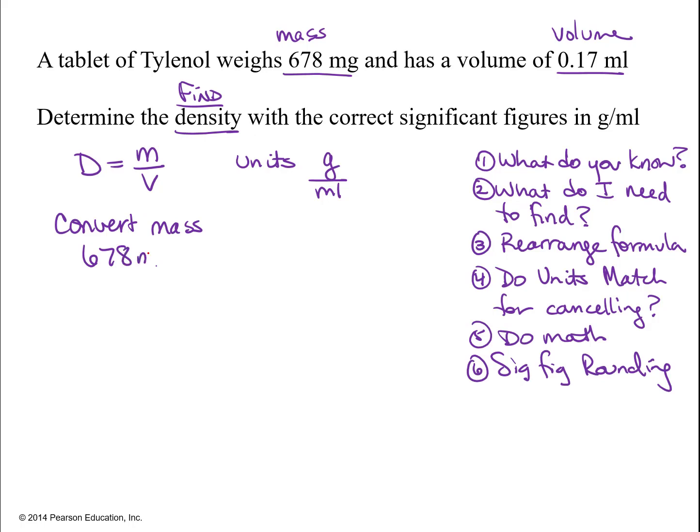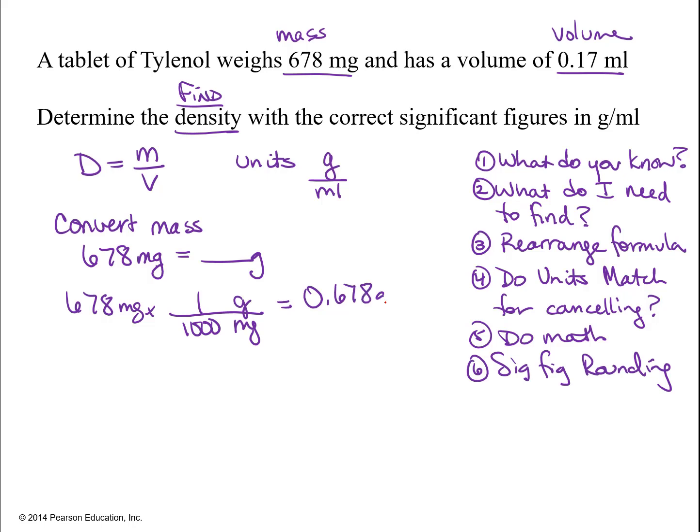Okay, so 678 milligrams. I need to convert it to grams because it asks for my answer in grams per mil. So 678 mg times, in a line, what goes on the bottom? Milligrams, grams on top. This is single step because I have grams. Milli gets the 1,000, grams gets the 1. So this is 0.678 grams. Now I've got grams and I've got mils, so now I do step 5. I just do the math. 0.678 grams divided by 0.17 ml.